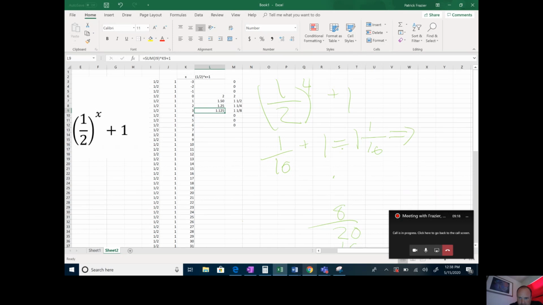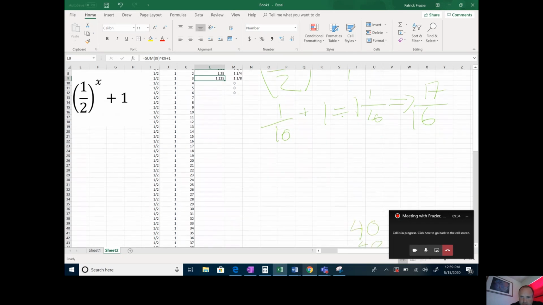As an improper fraction, we just multiply the denominator by the whole number. 16 times 1 is 16, plus 1 is 17. So we have 17 over 16. And then we could divide that again if we wish.